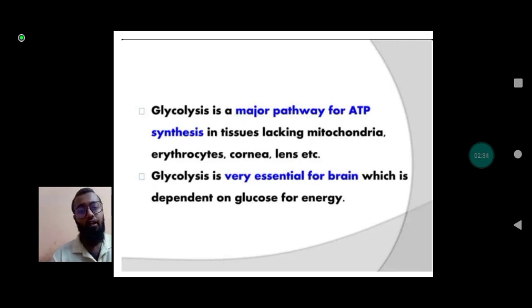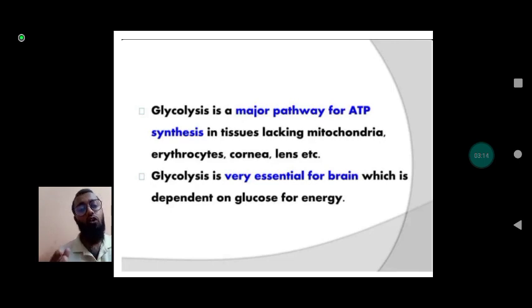As I said earlier, glycolysis is the major pathway for ATP synthesis in tissues lacking mitochondria, such as erythrocytes, the cornea, the lens, etc. We all know how ATP is synthesized by the chemiosmosis mechanism; we have all studied that. But at this time we have to see how the glucose molecule is converted to pyruvate, and during this conversion how many molecules of ATP are generated.